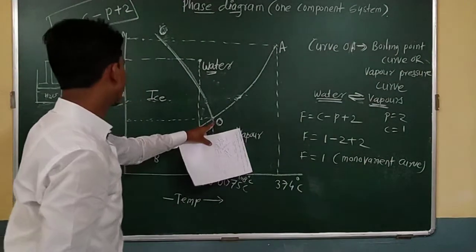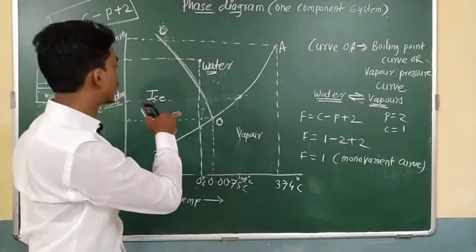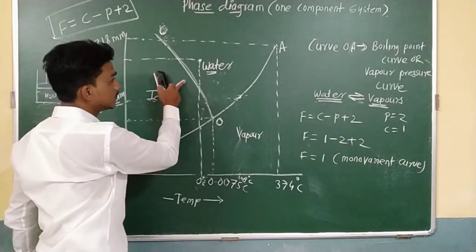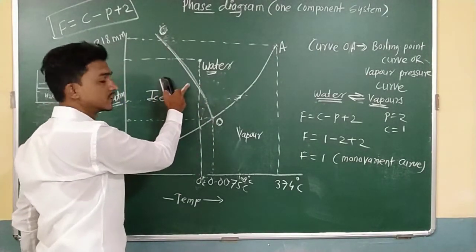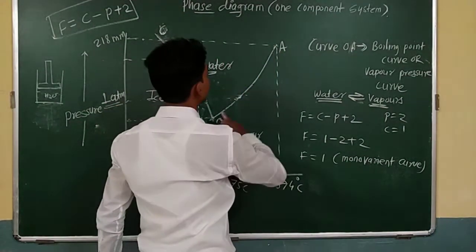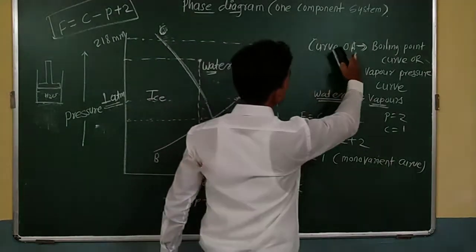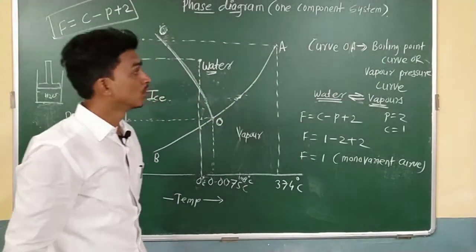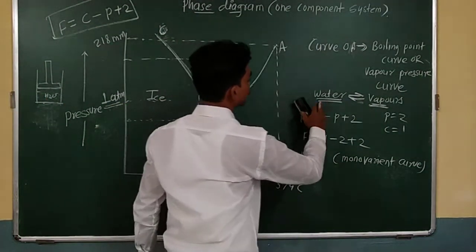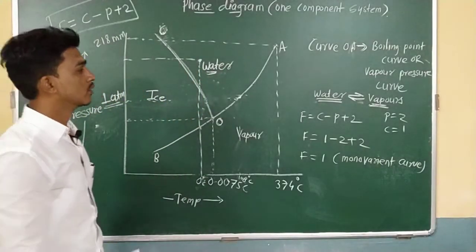Now, we have covered the point O. After that, O to C is the melting point curve or freezing point curve. And after that we have covered the curve from O to A. This curve is known as the boiling point curve or vapor pressure curve, and at that point, what will happen? Water in liquid form is in equilibrium with vapors.